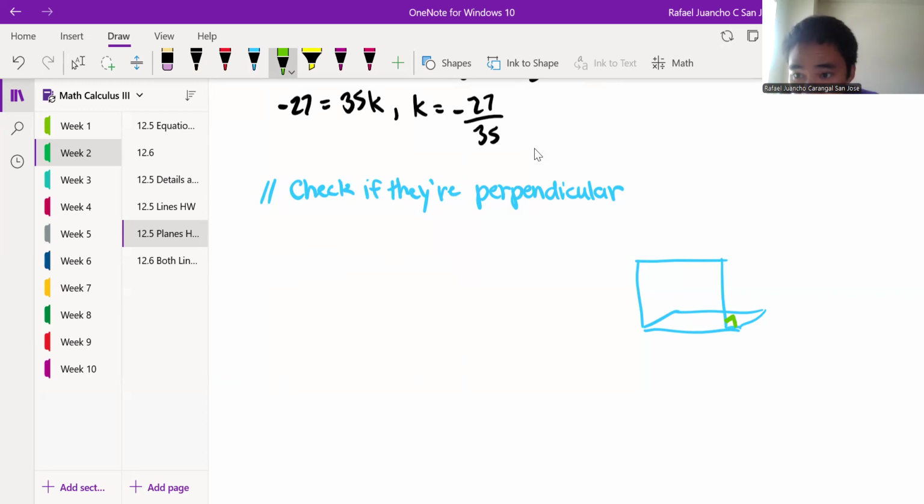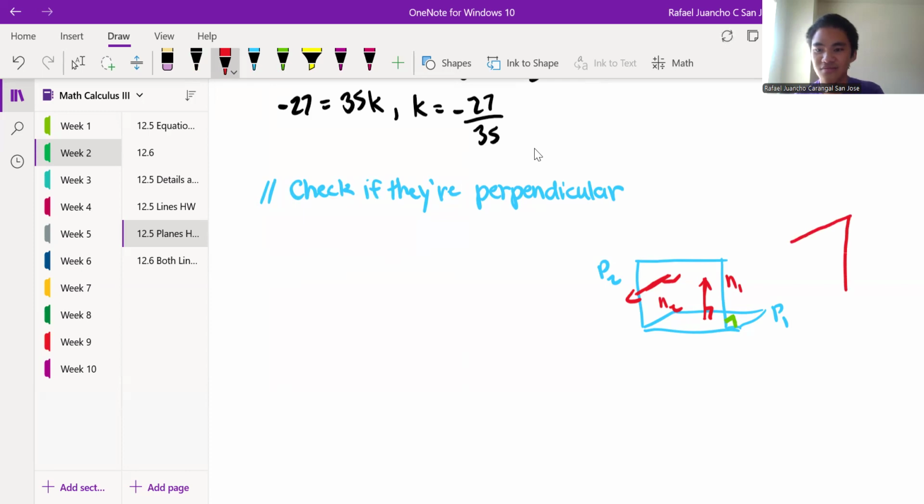We can check their normal vectors, actually. Yeah, we can check their normal vectors. This is kind of funny. This one is the normal vector for, let's say this is P1, this is P2, and the other normal vector is pointing out like this. So let's say this is N1, N2. What do you notice? Well, this goes up, this goes here. What does that mean? They're perpendicular.